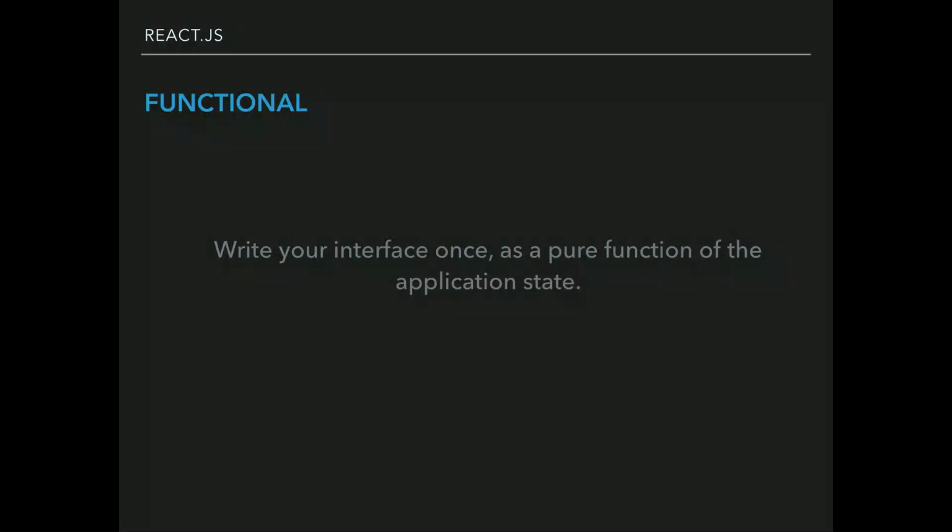And React is functional. And what that means is that you get to write your application one time as a pure function of the application state. And you never have to worry about how to get from one state to the next. So if my limiter is showing, it looks like this. If my limiter is enabled, it looks like this. If it's disabled, it looks like this. That's it. When the application state changes, React will take care of it for me.